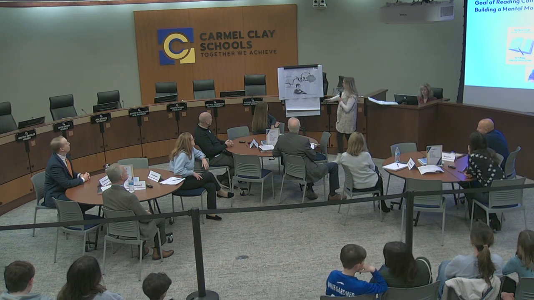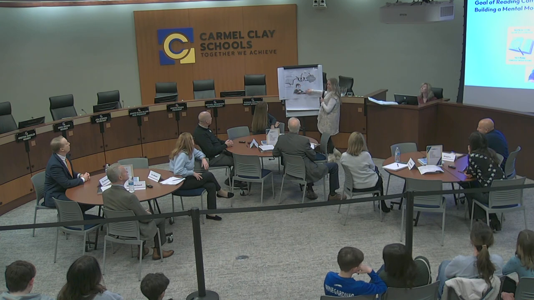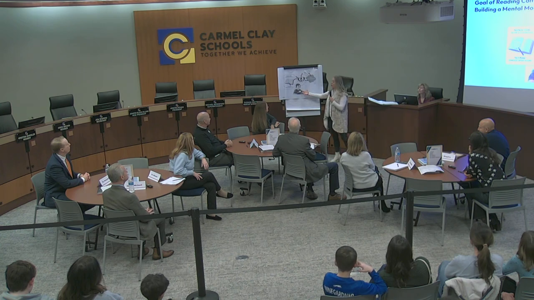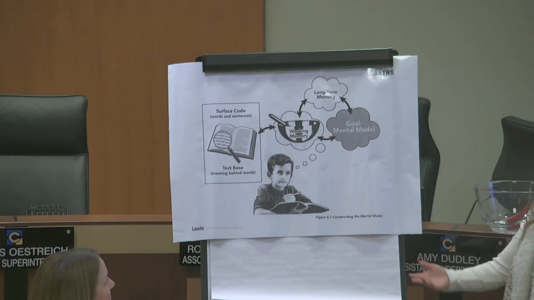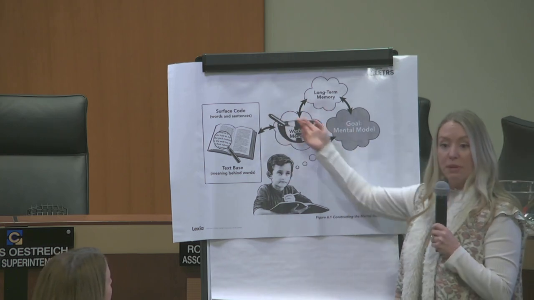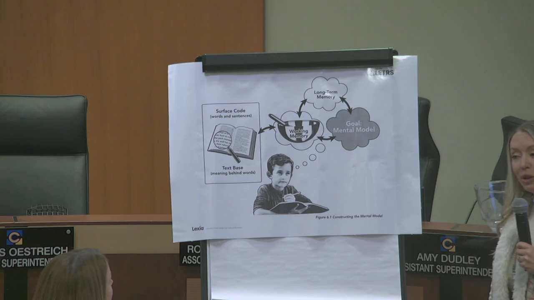Okay, so what do you see right here? A student. All reading comprehension starts with the reader. In this case, it's our student or our scholar. What do you see right here? Yeah, it's a bowl right here, a mixing bowl, right?